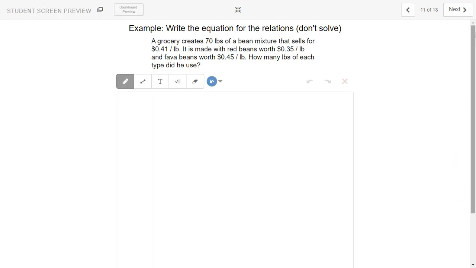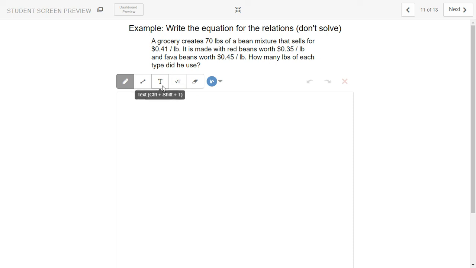Right, the last example we have here, we don't need to solve, just setting it up. This is an example that will stretch you a little bit more, but we'll talk more about it in the next lecture. A grocer creates 70 pounds of a bean mixture that sells for 41 cents per pound. It's made with red beans that are worth 35 cents per pound and fava beans that are worth 45 cents per pound. How many pounds of each type did he use?